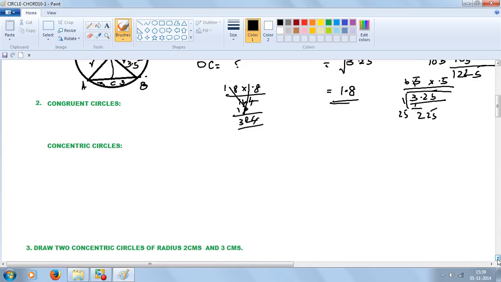What is the meaning of congruent circle? Concentric circle. What is the difference between these two? Concentric, congruent. So congruent is the usual meaning. You have got one circle here, another circle here, with the same radius. These two circles are congruent. There's another circle here, the same radius. Radius must be the same.